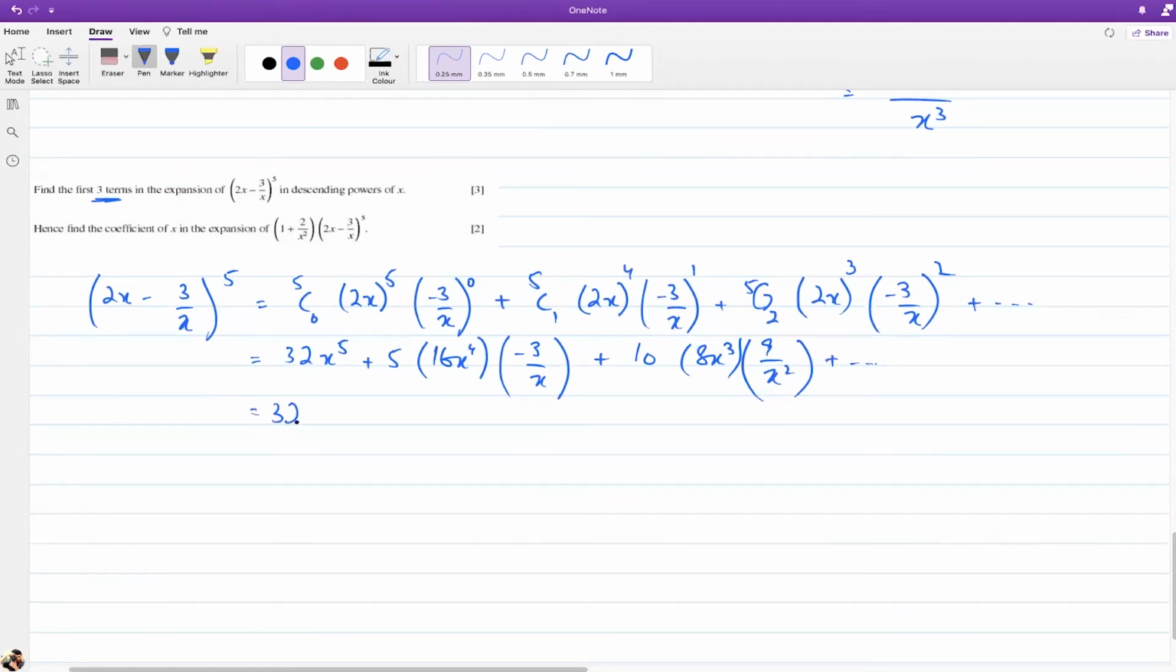So what does this give me? 32x to the power 5 minus 240x to the power 3 plus 720x to the power 1, and so on. And there you go. We have solved this. We have solved the first part, and this is worth 3 marks.